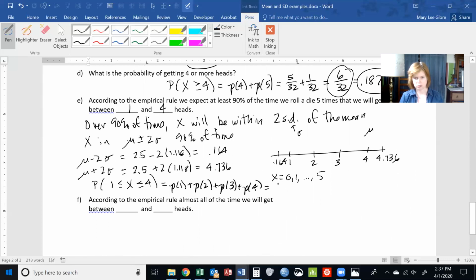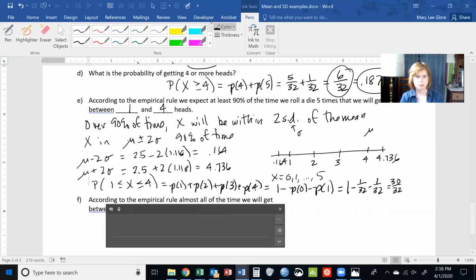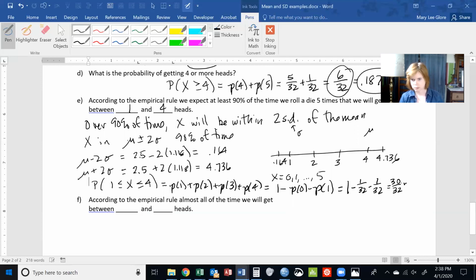I think it's easier to do 1 minus P of 0 minus P of 1, because all of those add up to 1. So this is 1 minus 1 over 32 minus 1 over 32, and that is 30 over 32. And 30 over 32 equals 0.9375, which is over 90%. So that is consistent with what we expect.